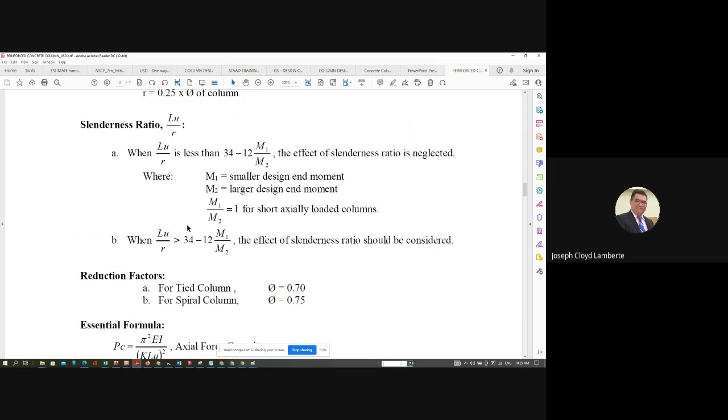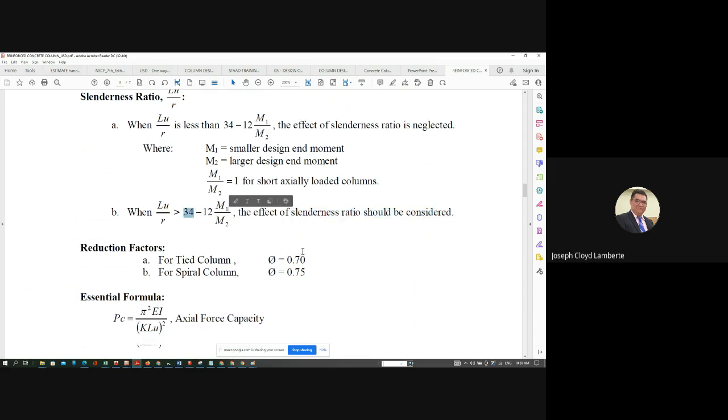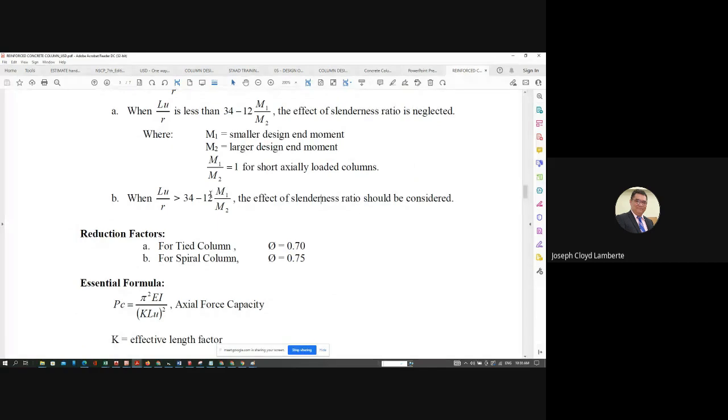However, when your slenderness ratio KLu over r is greater than 34 minus 12 times the ratio of M1 over M2, the effect of the slenderness ratio should be considered. So, kung mas dako gani ning KLu over r compared ani ka value, then you need to consider now moment in your design sa column. So your column now will not only be designed axially, but you are also to consider the moment. So mura sad siya og beam, no? Nagtindog lang siya.